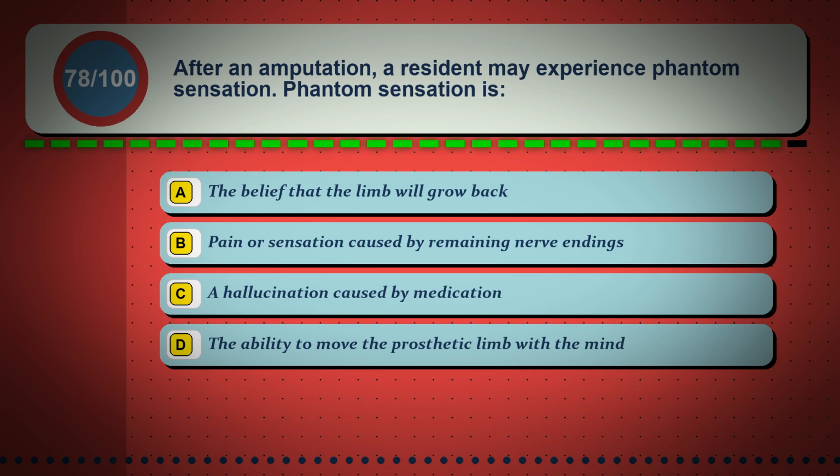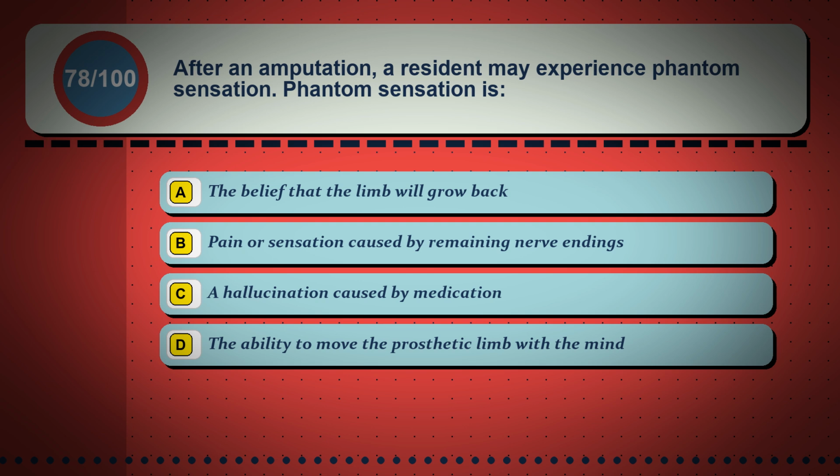Question 78. After an amputation, a resident may experience phantom sensation. Phantom sensation is option A, the belief that the limb will grow back. Option B, pain or sensation caused by remaining nerve endings. Option C, a hallucination caused by medication. Option D, the ability to move the prosthetic limb with the mind.